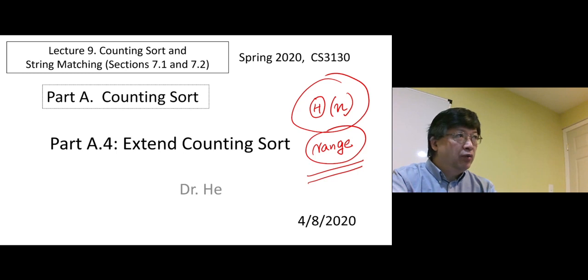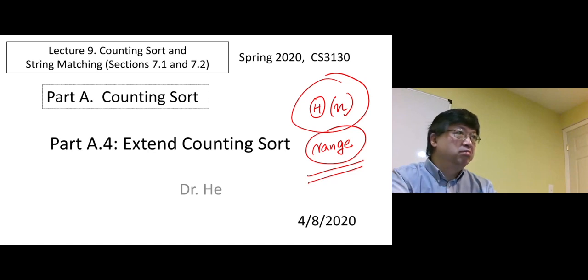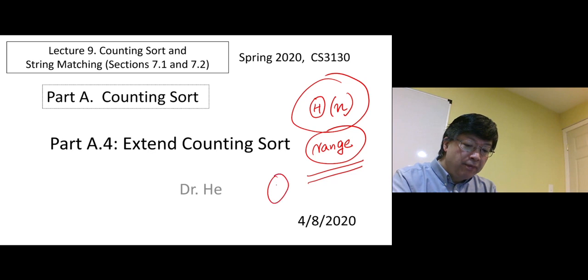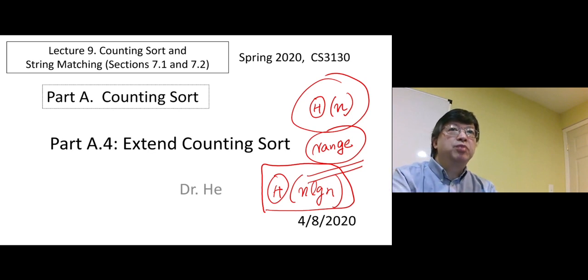Because in the real world situation, we need to sort integer arrays without any range limitation. We need to do that. Okay? So when that happens, can we do slightly better than big theta of n log n? Yeah. So we may like to do better than this. So next, we need to solve this problem.